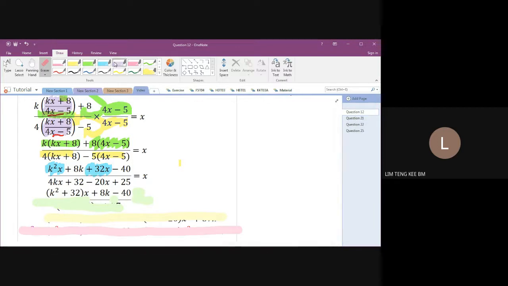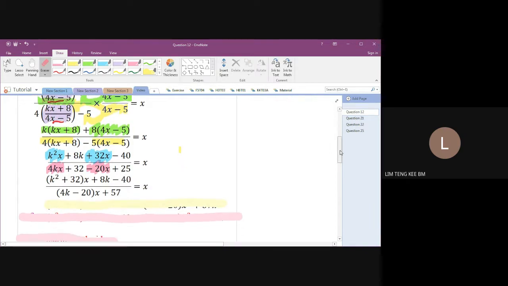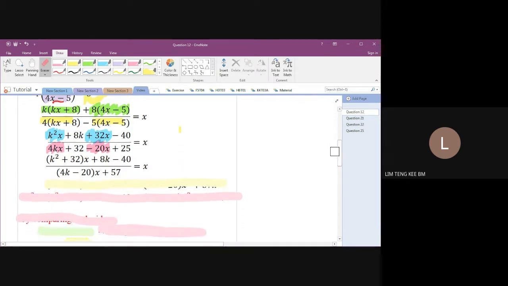At the bottom, we do the same thing. I gather the k together, and therefore I have 4k minus 20 multiply x, and then the constant 32 plus 25, I have 57, and this is equals to x, don't forget. Then we are almost there to get our answer.